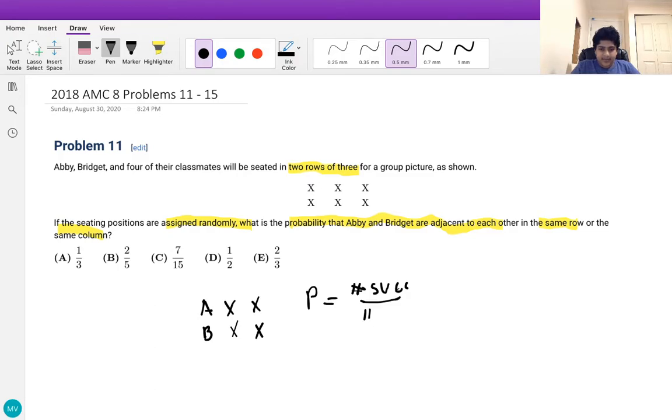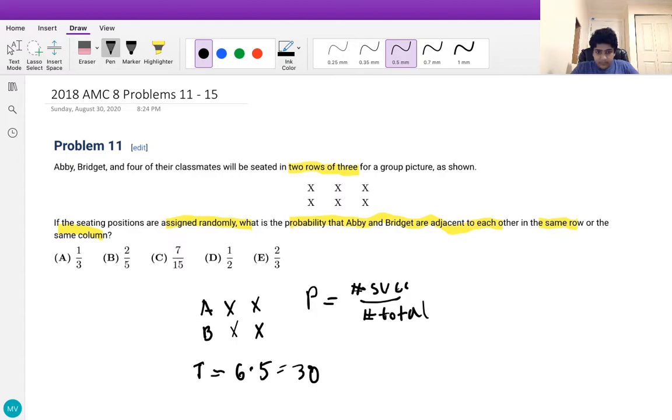So to find the probability, we first have to find the number of total outcomes. Now, since the X's are indistinguishable, all we need to consider are the ways to place 1 A and 1 B in this grid, which is just 6 times 5 equals 30. So 30 is the total. And now we're going to find the number of possible ways.